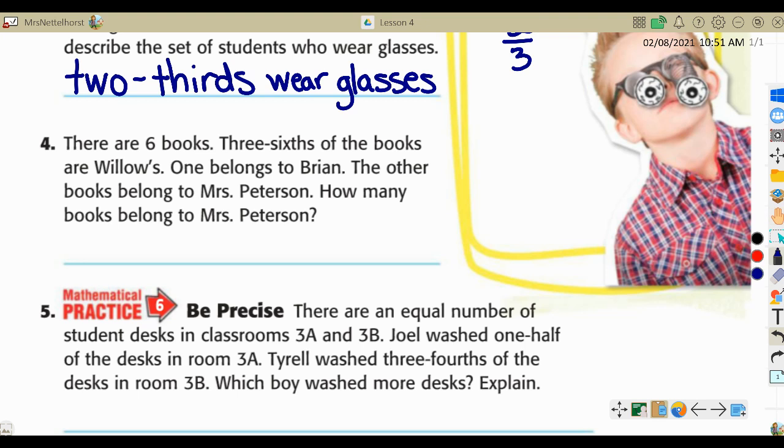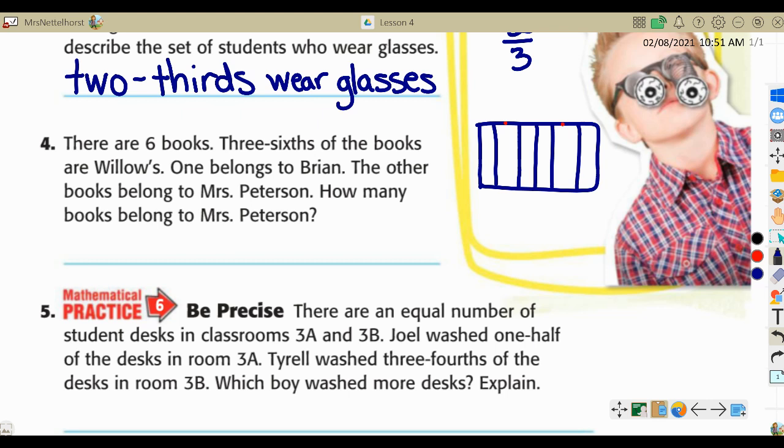Drawing a diagram again. I have 6 books. I'm going to draw an array of 6, just like I did before, in half. I'm going to eyeball where the half is on each side. And then I'm going to go a little to the left, little to the right, little to the left, little to the right. That's how you divide things into thirds. 3 times 2 is 6. Okay, so there's 6 books.